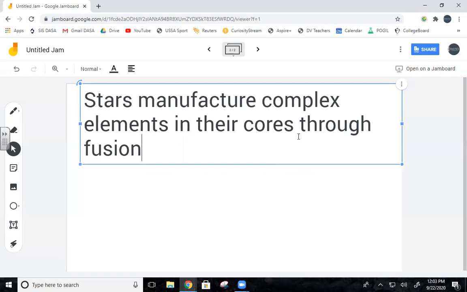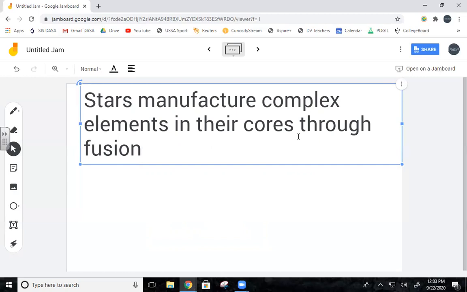This is the only way that we make new elements, is through fusion, and that happens almost exclusively, with the exception of nuclear weapons, almost exclusively inside of stars. Okay? Can that happen in the core of Earth? No, not even close. The Earth is not even 1/100th of the size that it would need to be to create fusion.